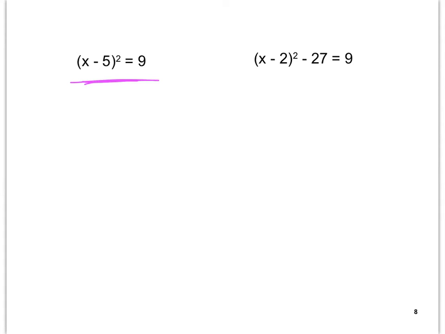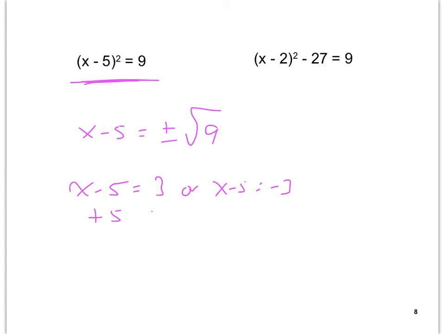So x minus 5, the square root of that is x minus 5, and that's equal to the plus or minus, don't forget that plus or minus, the square root of 9, which of course is 3. So now I have x minus 5 is equal to 3, or x minus 5 is equal to negative 3. So we're going to solve both of those for x by adding 5 to both sides. x equals 3 plus 5, which is 8, or I add 5 to both sides.